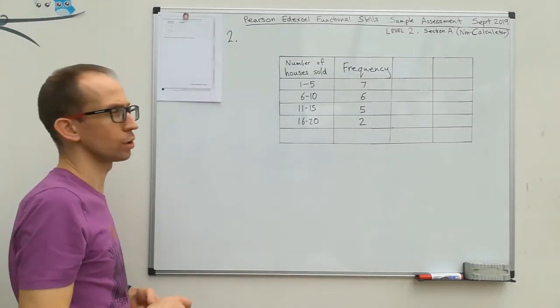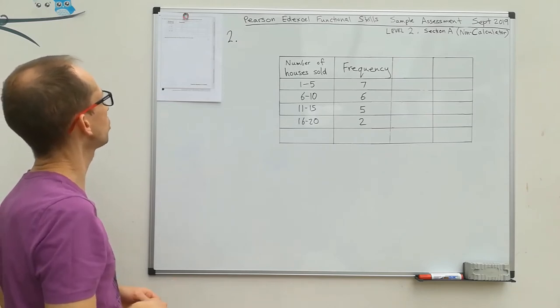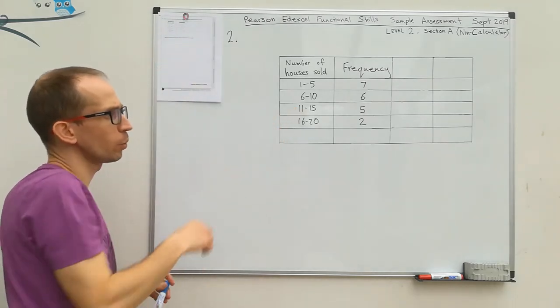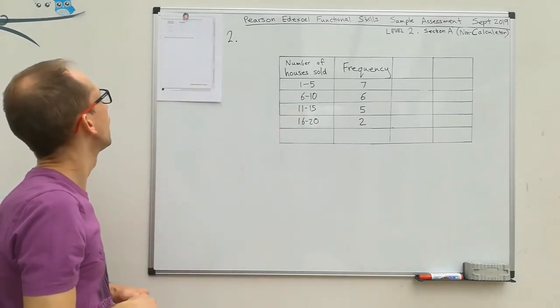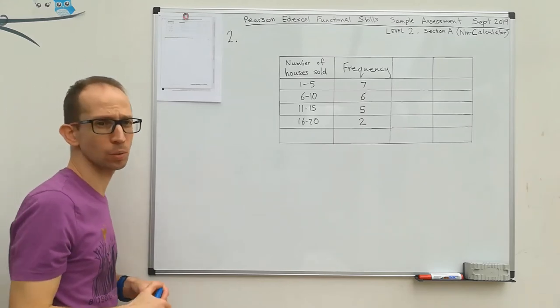And on to question 2. Here is some information about the number of houses sold by 20 salespeople. And the information is given in a table, which I've copied up here. We've then got to work out an estimate for the mean number of houses sold.